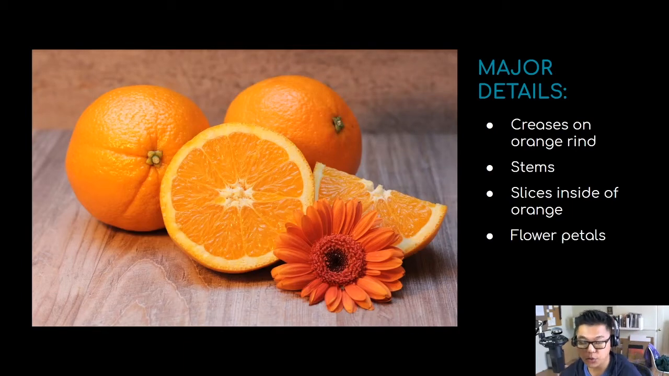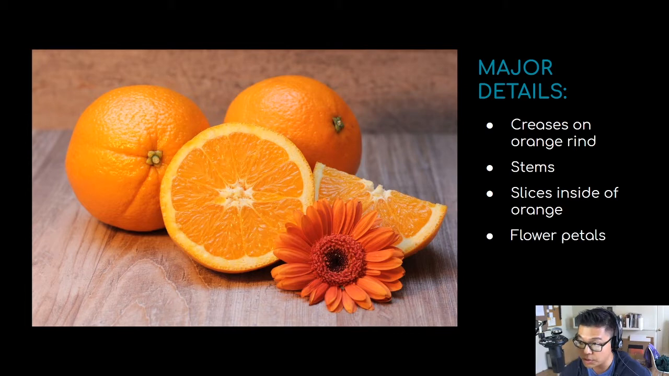All right, guys, so you have chosen this image of the oranges to draw. So I'm going to walk you through how to break this image down into basic forms in order to create the basic structure of this, all right? So first we want to start with the major details that need to be included in your drawing, all right?